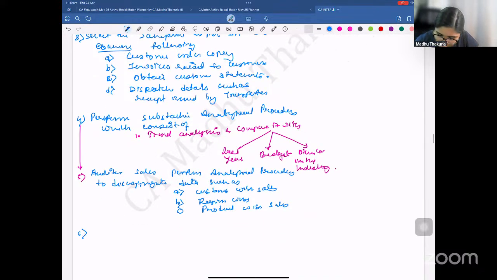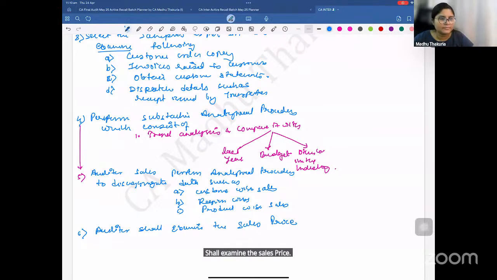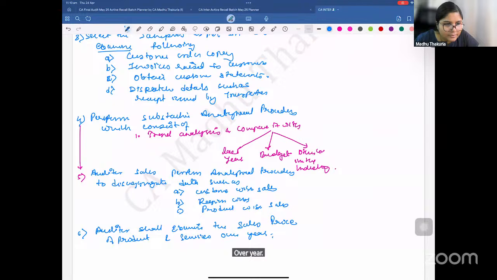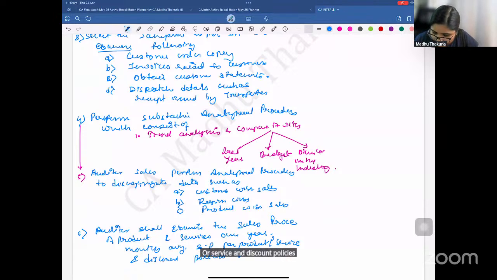And last in this procedure, the auditor shall examine the sales price of products and services over the year, monthly average sales price per product or service, and discount policies if any.